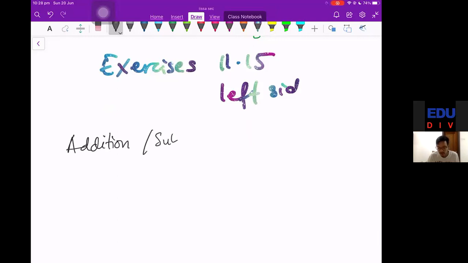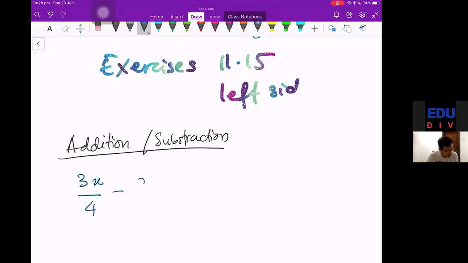So how about if we have addition or subtraction? Again, it's quite simple. It's just like your usual fractions. What you need to do is make sure that the denominator is always the same. That's the rule for fractions. Let's do an example. Let's say we have 3x over 4 minus 2x over 12.